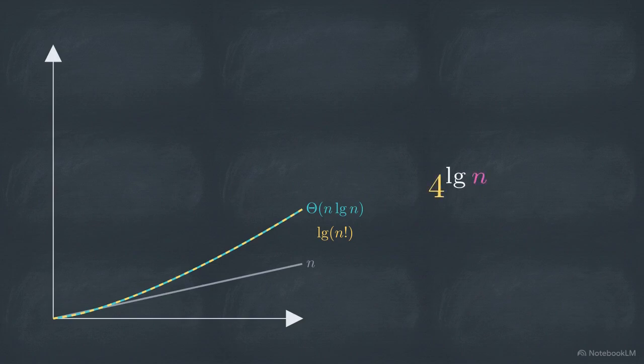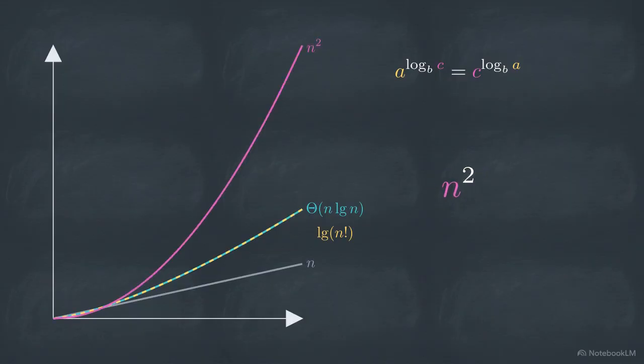Next, we look at the function 4 to the log n. Because the variable n is in the exponent, this function is often grouped with exponentials. We can test this by using the identity a to the log base b of c is equal to c to the log base b of a, which allows for the swapping of the base and the log's argument. When we swap the 4 and the n, the expression becomes n to the log base 4 of n. Since log base 4 of n is 2, the function is actually the quadratic n squared.